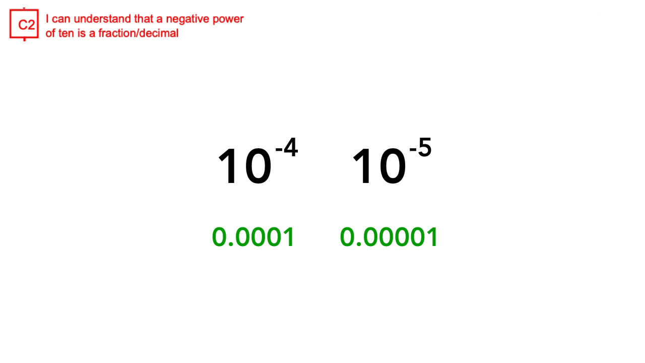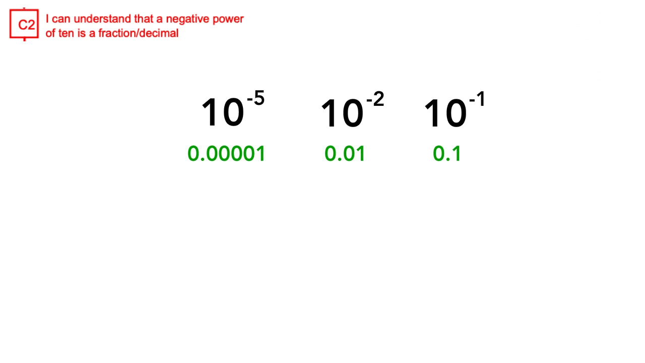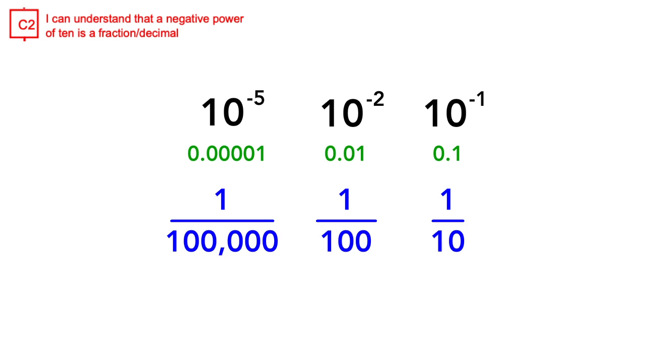There's another way to represent these decimals. We could use fractions. 10 to the power of negative 1 is 0.1, and as a fraction is 1/10, or 1 over 10. And 10 to the power of negative 2 is equal to 0.01, which is 1/100th, or 1 over 100. As the numbers get smaller, the denominator gets bigger. So 10 to the power of negative 5 is 0.00001, or 1 over 100,000.